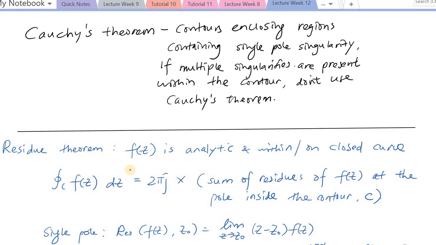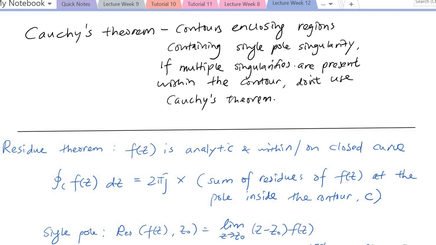Now I have to make sure that f(z) is analytic within or on the closed curve. This is the residue theorem: you integrate f(z) around the closed curve with respect to dz. Then this is equal to 2 pi j multiplied by the sum, the total, of the residues of f(z) at the poles inside the contour C.